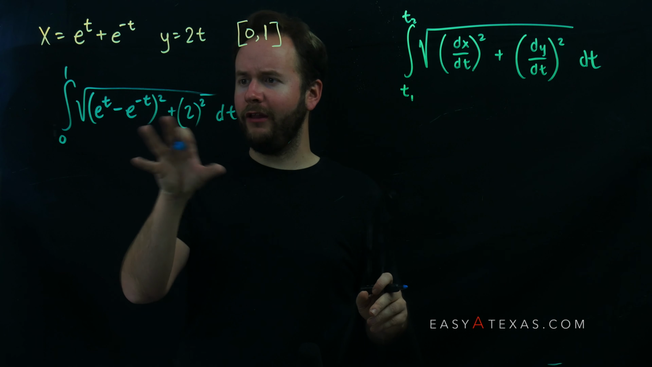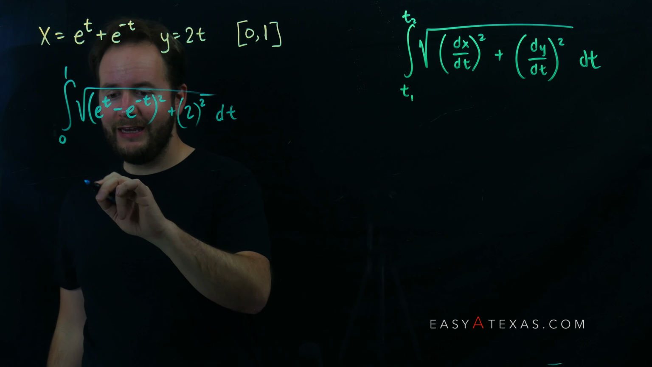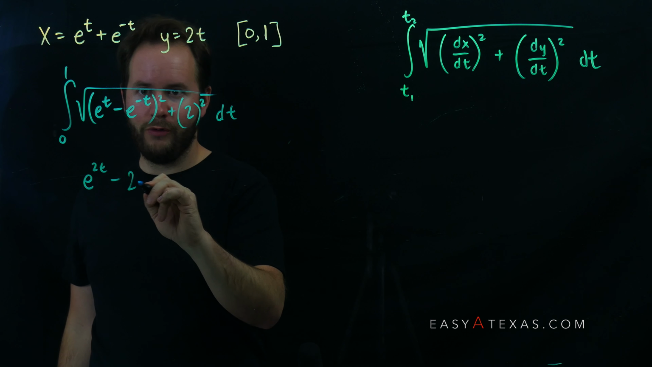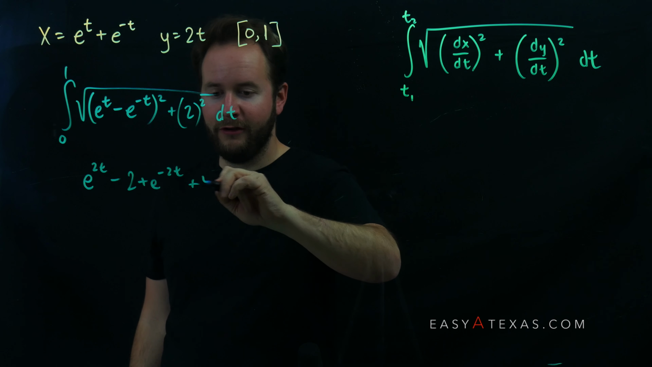I'm going to go ahead and square and FOIL this out. (e^t - e^(-t)) squared gives me e^(2t) - 2 + e^(-2t). And when I take 2 and I square that, I get plus 4.